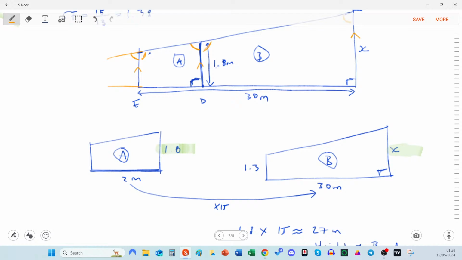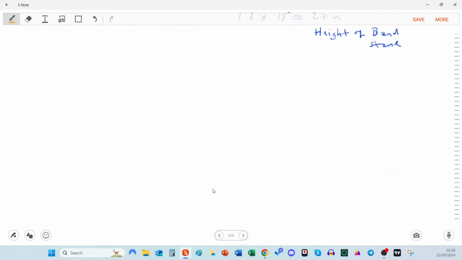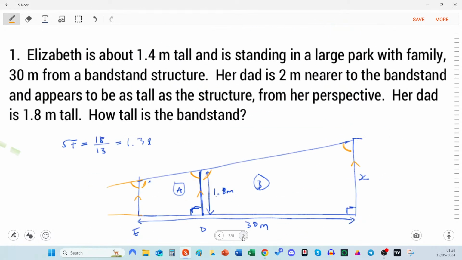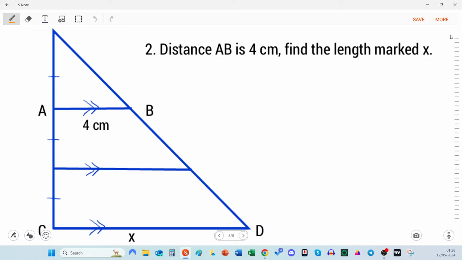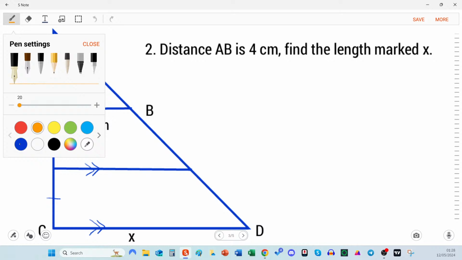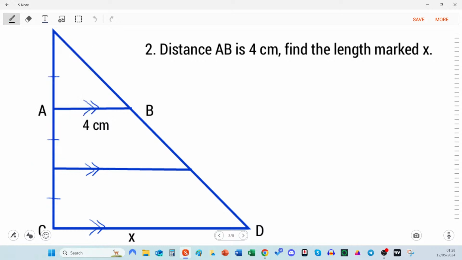Those are not two that we can use. Okay, so next, distance AB is 4 centimeters. Find the length marked X. Let's use this color now.